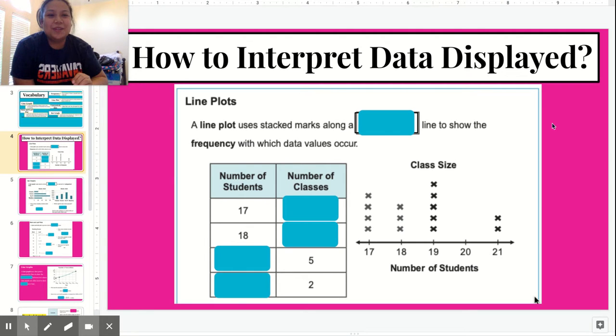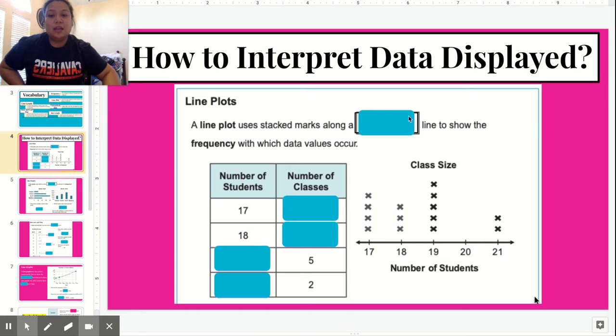Hi. Okay, so this one is for part two. We're going to go over how to interpret data displayed. We're going to go through the different graphs and how to interpret them. So basically, are you going to be able to read the different graphs that they're going to show you in this lesson?